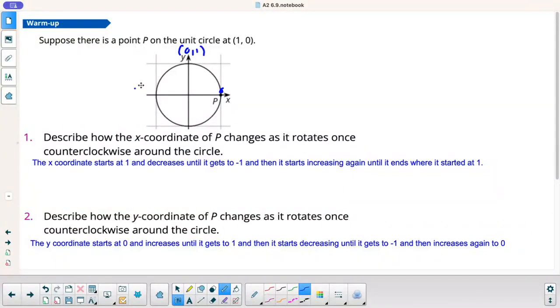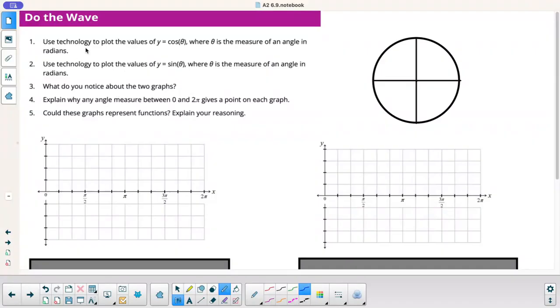You can also think of these points here as (0, 1), (-1, 0), (0, -1), and we said this was (1, 0). Okay, so there you go. All right, use technology to plot the values of y equals cosine theta, where theta is the measure of an angle in radians. So I'm going to change this from x to theta.